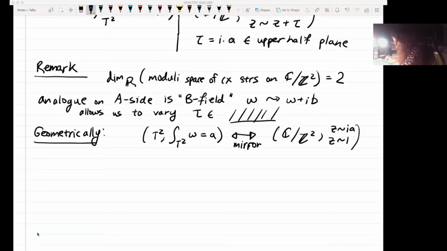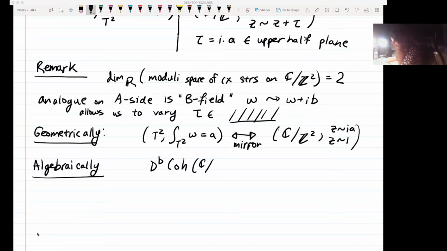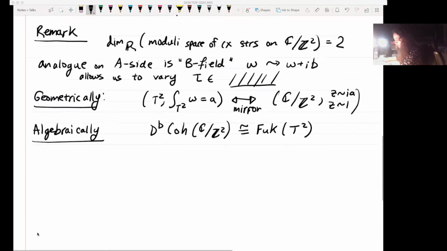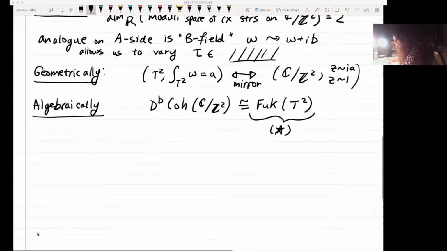Okay, so homological mirror symmetry is this algebraic statement, which says that the bounded derived category of coherent sheaves on the elliptic curve is isomorphic to a category called the Fukaya category on the symplectic side. So let me describe what this is.